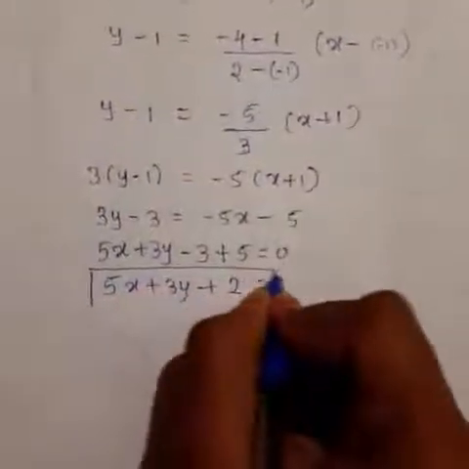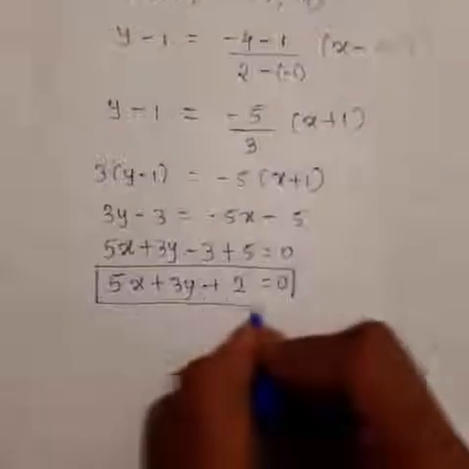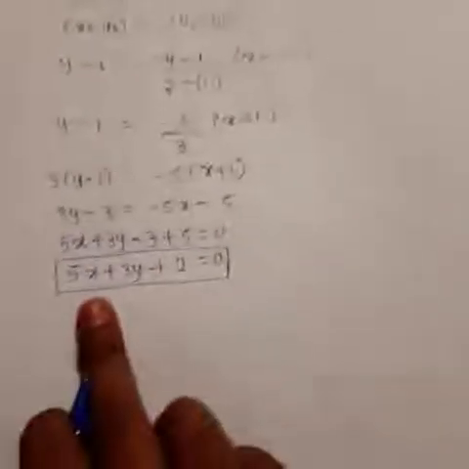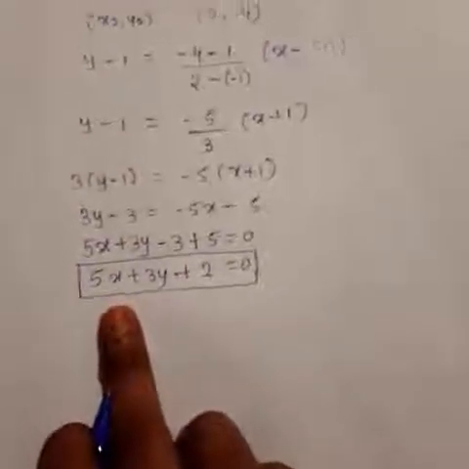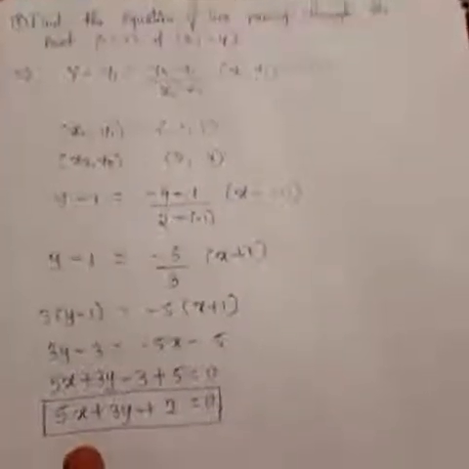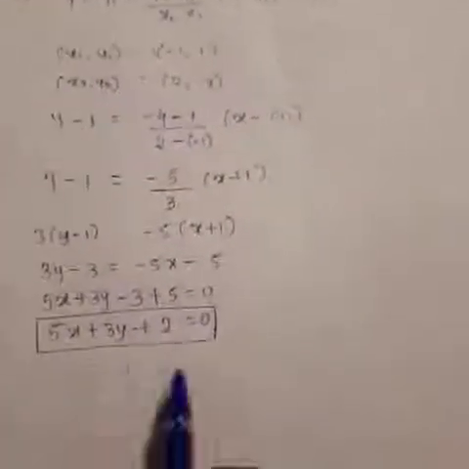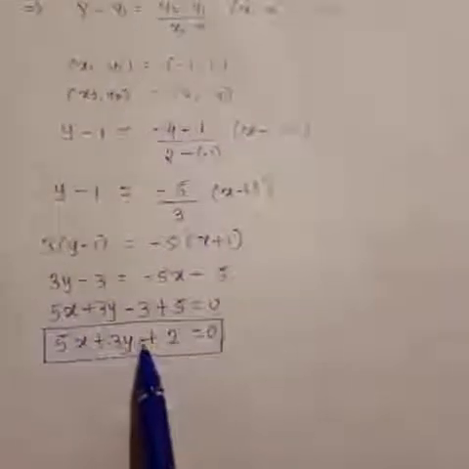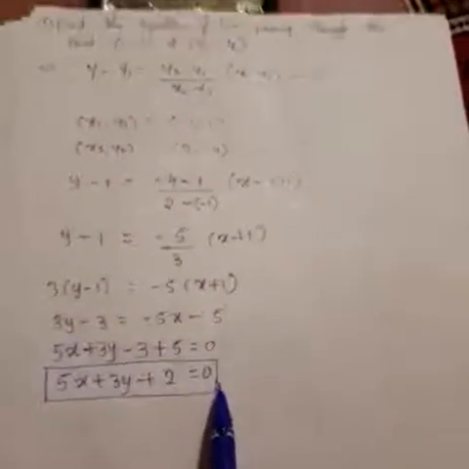Then the final answer is 5x plus 3y minus 3 plus 5, whose value is +2, is equal to 0. This is your final answer: the equation of the line passing through -1, 1 and 2, -4. The answer is 5x plus 3y plus 2 is equal to 0.